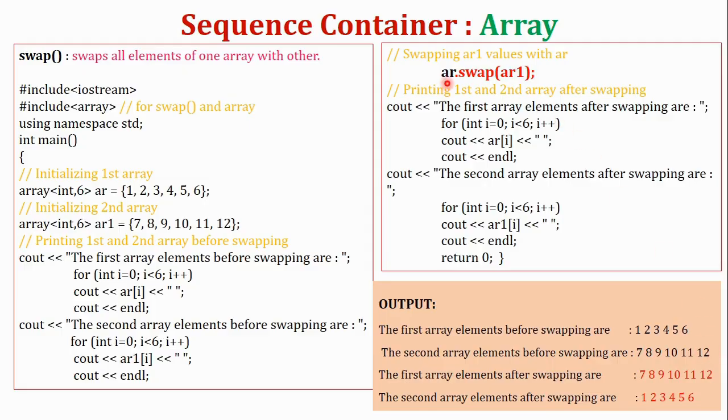So now the first array object AR swaps with the second object from the array, right? Already created AR1. What will happen? The content of AR1 is moved to AR. Again, the AR content is moved to AR1. So after swapping, we are going to verify the first array content. The first array content becomes 7, 8, 9, 10, 11, 12. The second array will contain 1, 2, 3, 4, 5, 6 because the array content is swapped here.